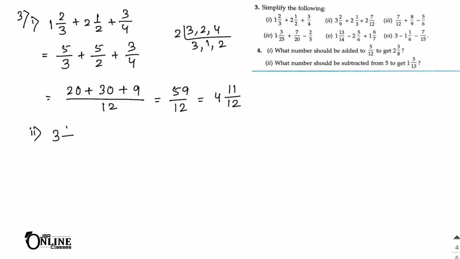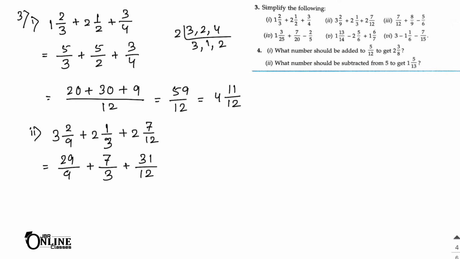Number 2, you have 3 whole 2 by 9 plus 2 whole 1 by 3, and the last one here 2 whole 7 by 12. So here it's 9 3s are 27, that means 29 by 9, 7 by 3, and it's 31 by 12. So now find out the LCM, divided by 3. So here 3 3s are 9 and 9 4s are 36.